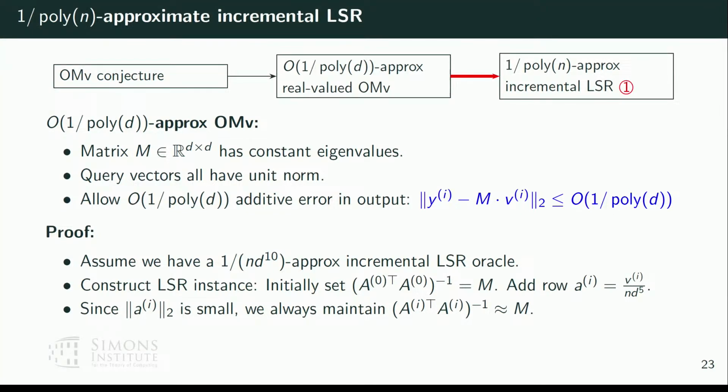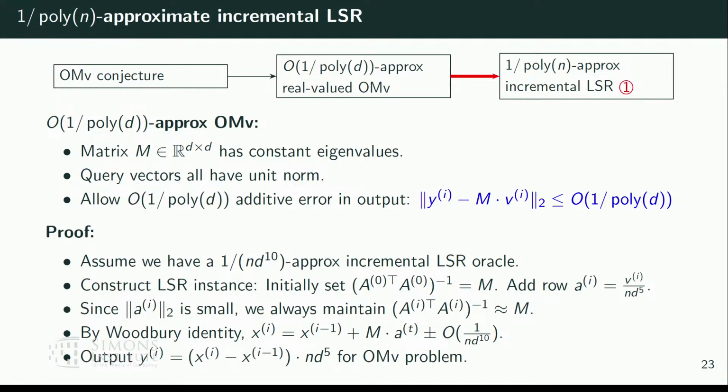Because of that, all these rows don't really change our matrix at all. So even if we add all these rows, the inverse is still, up to very small error, roughly the same as our initial matrix. And then by the Woodbury identity, the difference between the two LSR solutions will exactly give us the matrix vector product of M times this AI. So now we can just scale up the difference between these two as our solutions and use that to recover some approximate solution for our OMv problem. Okay, any questions for this slide?